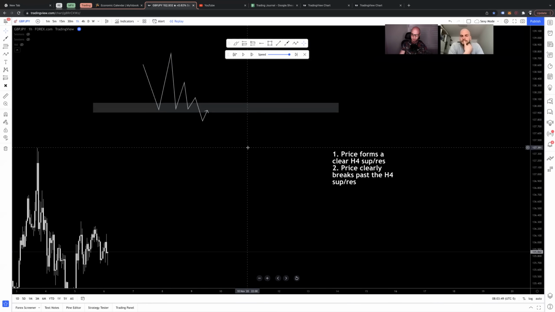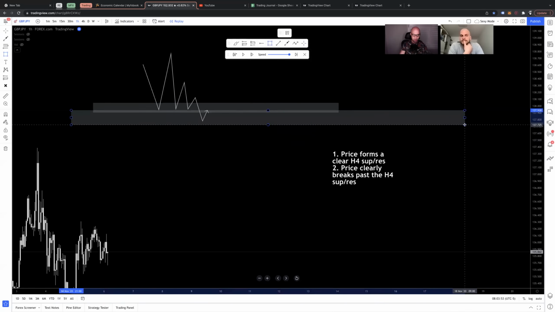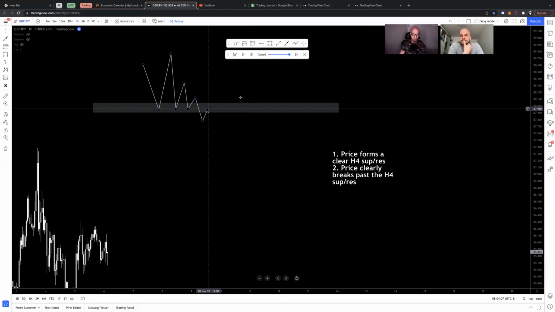Because what happens here is the same situation that happened to you on US 30. This could still be the support zone on the daily, but then there's this lower time frame 1 hour zone, and you're like, what the fuck? Which one is it? What do I do? Creates a lot of confusion. So we don't want a zone where price barely cracks past it and comes back.